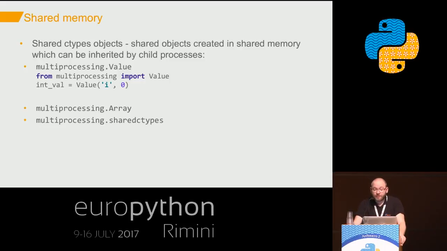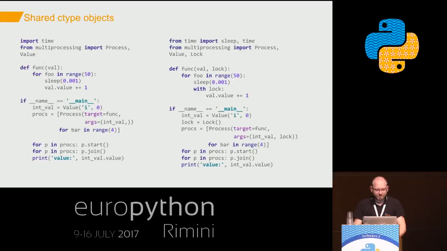For shared memory, we have shared C-type objects. Those are objects created in shared memory that can be inherited by child processes. So if you import Value from multiprocessing, you can assign what type that value is, and you can assign its value in the beginning. And you also have some other types and primitives. So let's see how they behave.